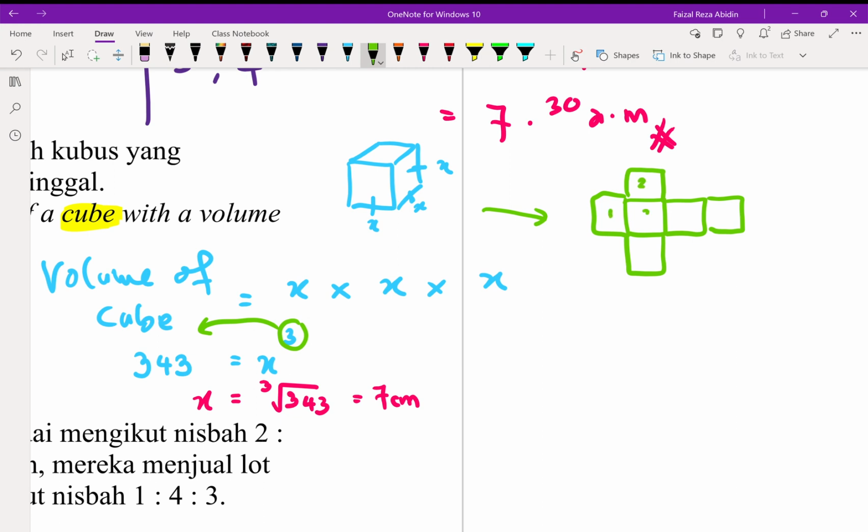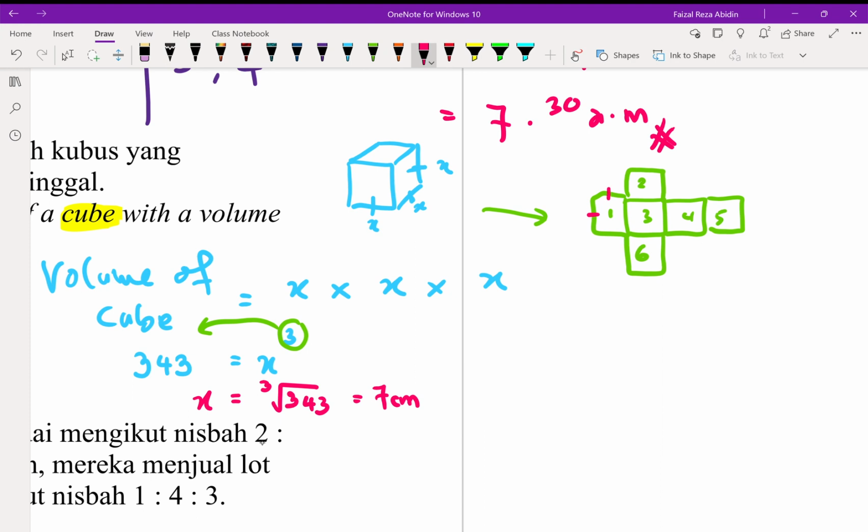1, 2, 3, 4, 5, 6. Am I right? Okay. So if you are using the wire just now to form, isn't it? So you are going to have everything here.